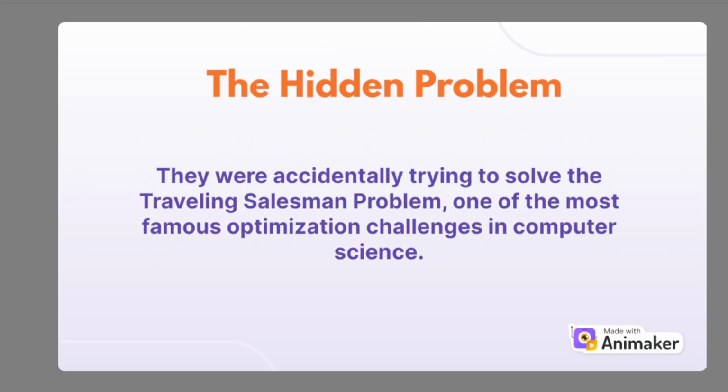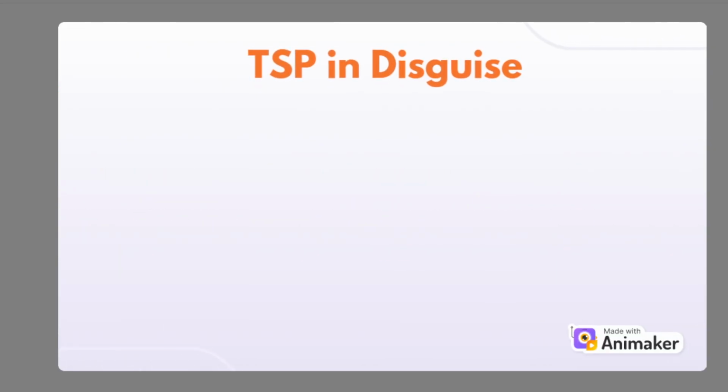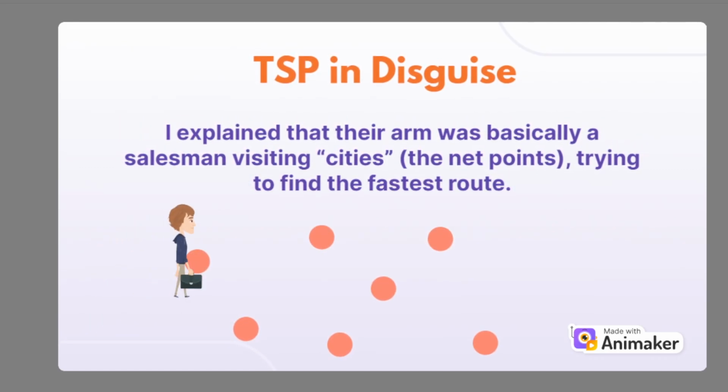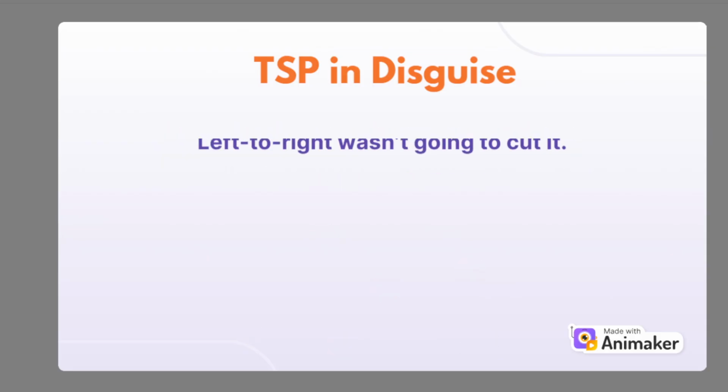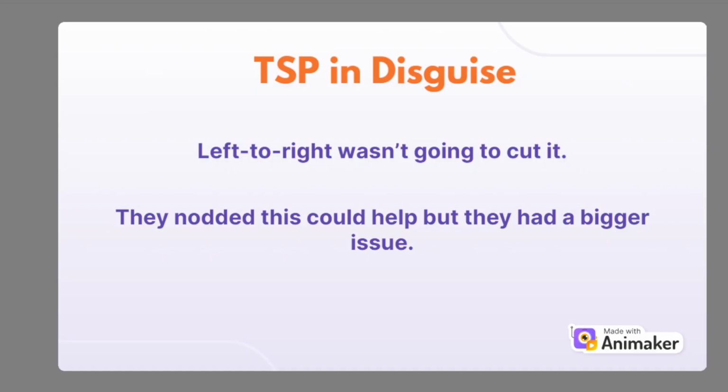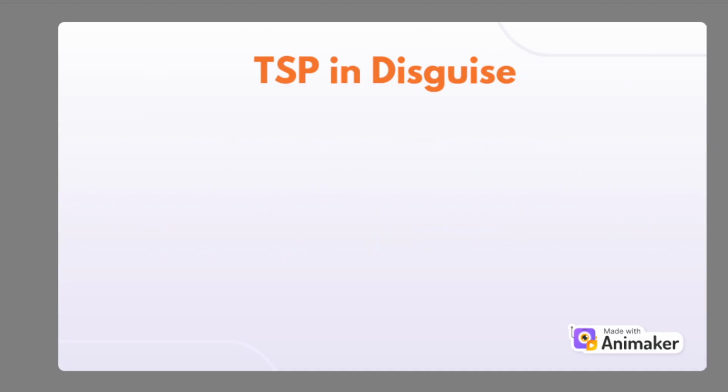They were accidentally trying to solve the traveling salesman problem, one of the most famous optimization challenges in computer science. I explained that their arm was basically a salesman visiting cities, in this case the net points, trying to find the fastest route. Left to right wasn't going to cut it. They nodded. This could help, but they had a bigger issue.